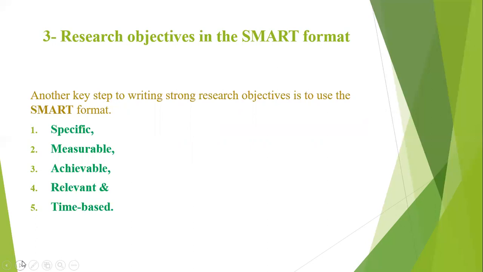M stands for measurable. Your objective should be measurable. There should not be hypothetical objectives in your research. For example, you are talking about work performance, and you write the objective in space: how work performance is affected in space, sending someone to space and checking out their work performance. No, that is not achievable, right?